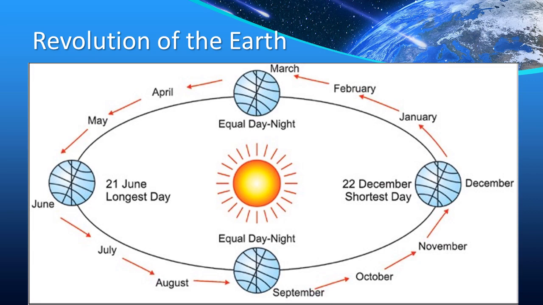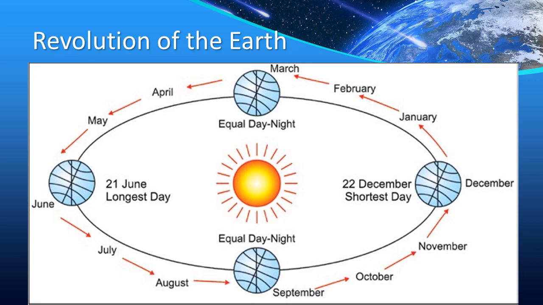21st June is the date of the summer solstice, or we can also say the longest day. After that, the days are decreasing. The days are getting shorter. It continues till July, August, September, and then it's the time of equinox, or equal day and night.